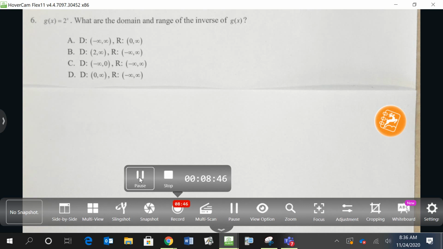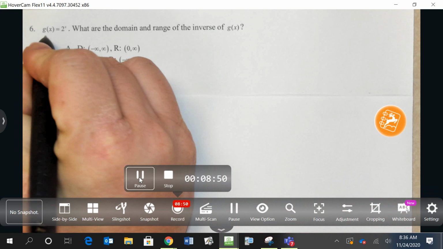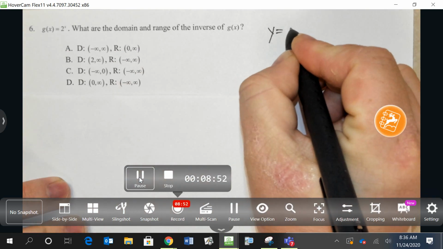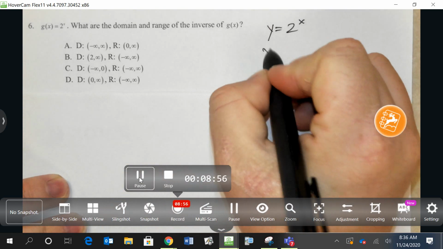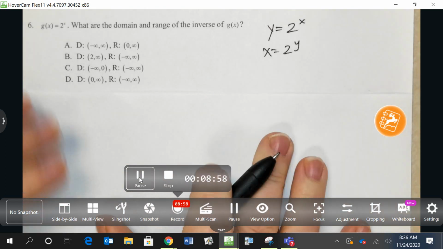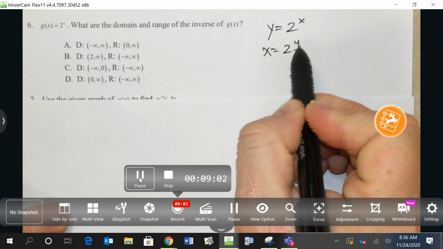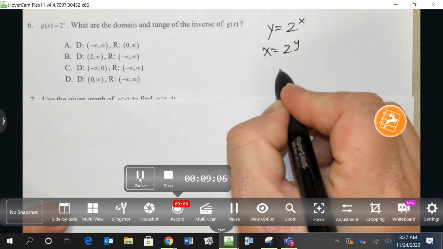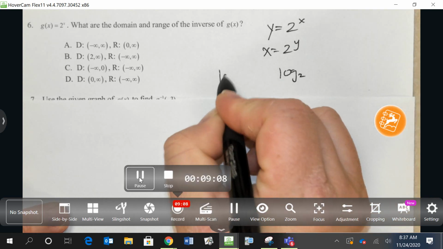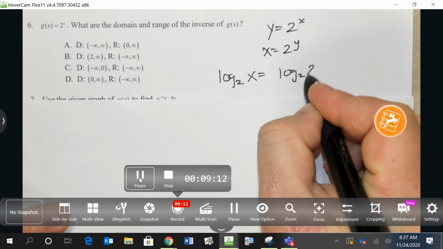What is the domain and range of the inverse of this? So first I need to find the inverse. So remember, to find the inverse, first g of x really means a y. And to compute the inverse, I'm going to switch the x and y. And the only reason, you've heard me say this a lot of times, the only reason we use the log is to solve for a variable that's in the exponent position. So I need to get rid of the 2. So log base 2 on the left, log base 2 on the right. And then I bring down everything that was there.